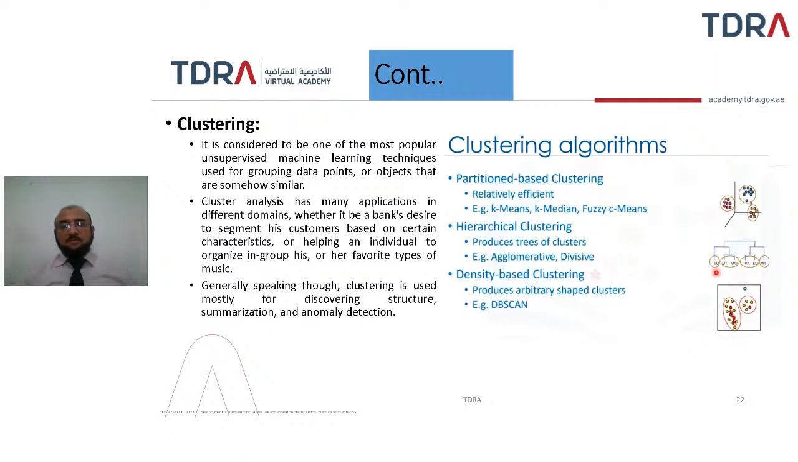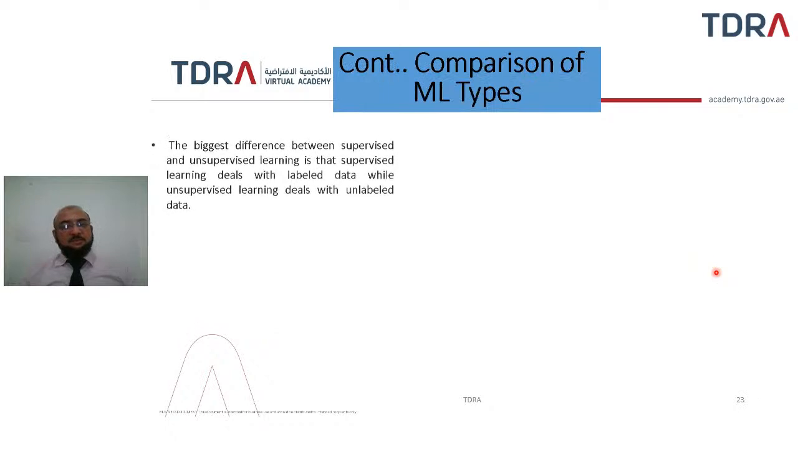Then the clustering algorithms. Partition-based clustering, which is relatively efficient, for example K-means, K-median, fuzzy C-means. Then we have hierarchical clustering, which produces trees of clusters. Density-based clustering produces arbitrary-shaped clusters, for example DBSCAN.